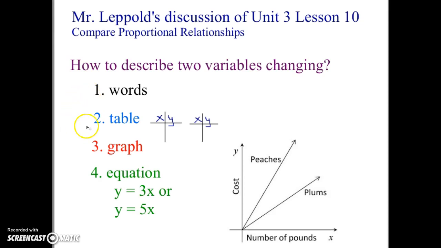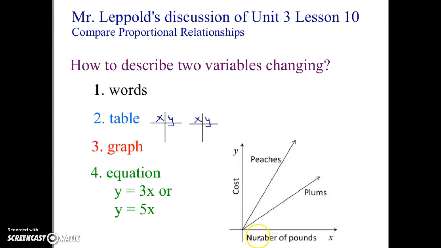You can make a table, x and y, and if you're comparing two things, you'd have to have two different tables, right? You can compare the two tables and see how they change. You could graph it, and personally, I like the graphing method best. You can see what's happening.